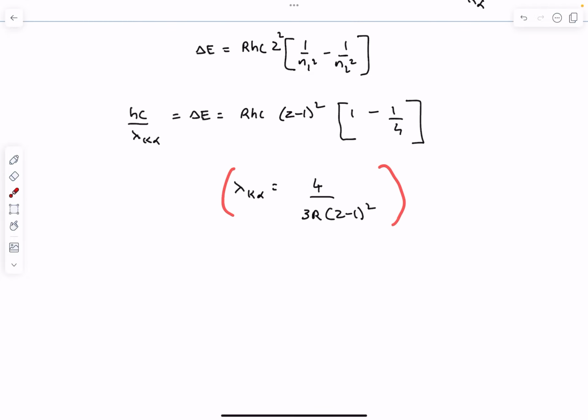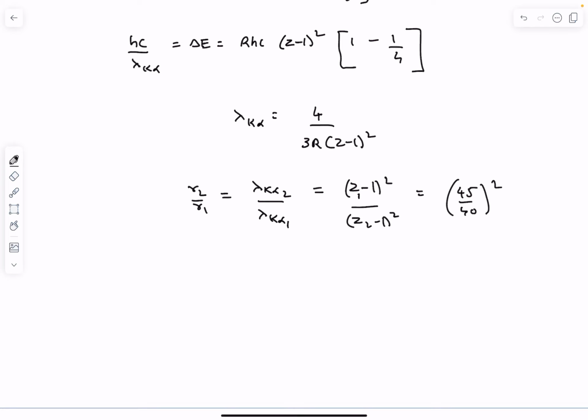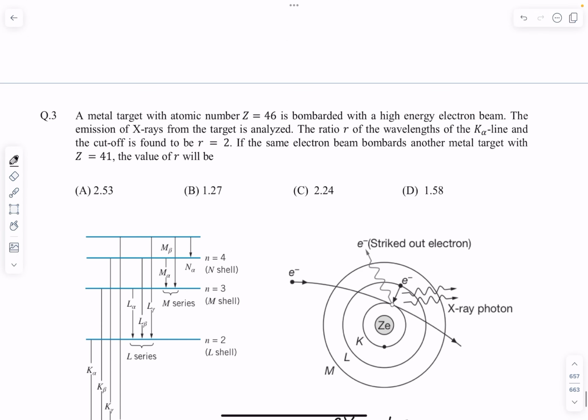The wavelength of the K alpha X-ray turns out to be 4 divided by 3R times (Z minus 1) the whole squared. So basically R2 by R1, what they asked in the question, is nothing but lambda K alpha 2 divided by lambda K alpha 1, right? Because the cutoff wavelength, as we discussed earlier, remains the same. So this is going to be (Z1 minus 1) the whole square divided by (Z2 minus 1) the whole squared. Now R1 was equal to 2, so we'll multiply this with 2 as well. And once you solve, this turns out to be 2.531, and that matches with option A.